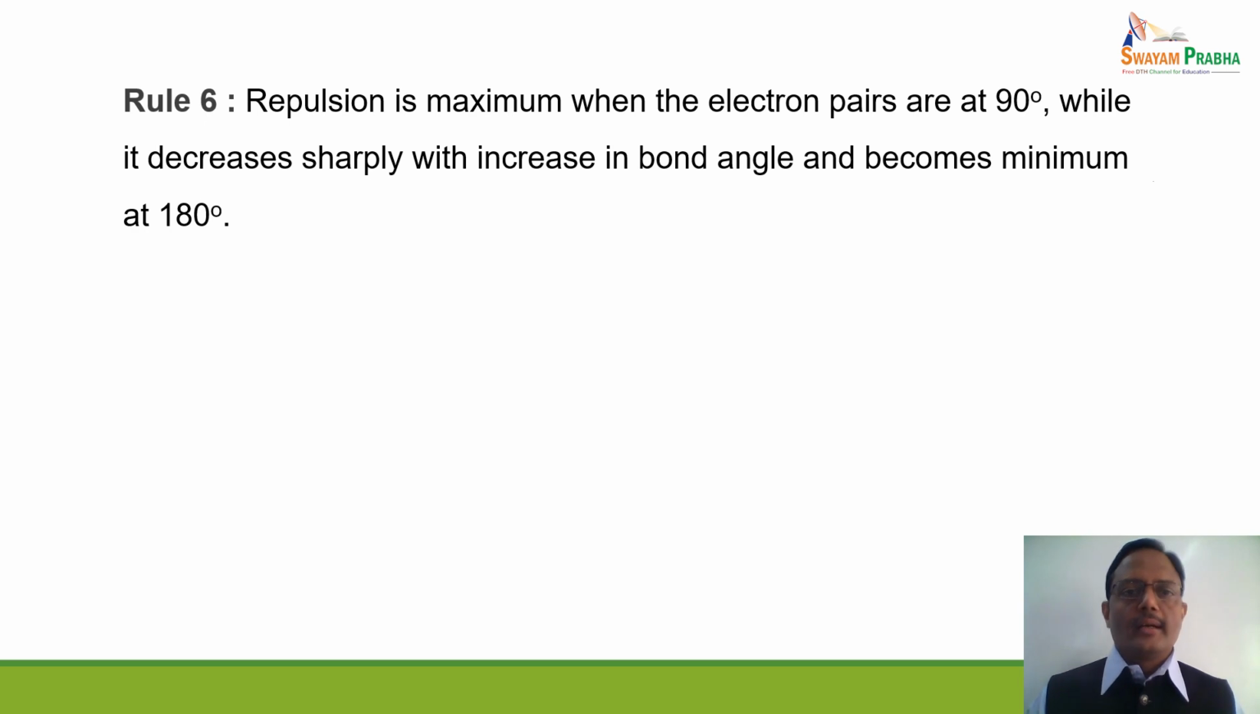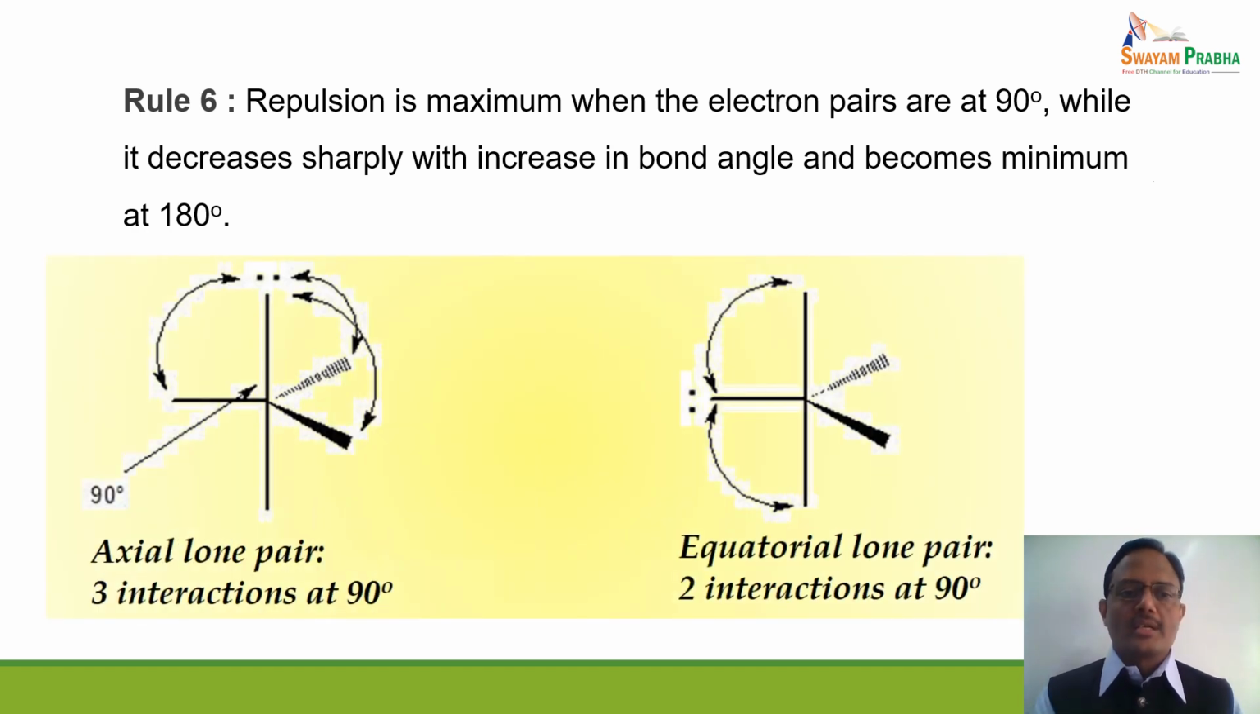The next rule says that repulsion is maximum when the electron pairs are at 90 degrees, while it decreases sharply with increase in bond angle and becomes minimum at 180 degrees. An important outcome of this is the trigonal bipyramidal geometry. If we consider the trigonal bipyramidal geometry, we have different angles. All the bonds are not equivalent. There are 3 equatorial bonds and 2 axial bonds.